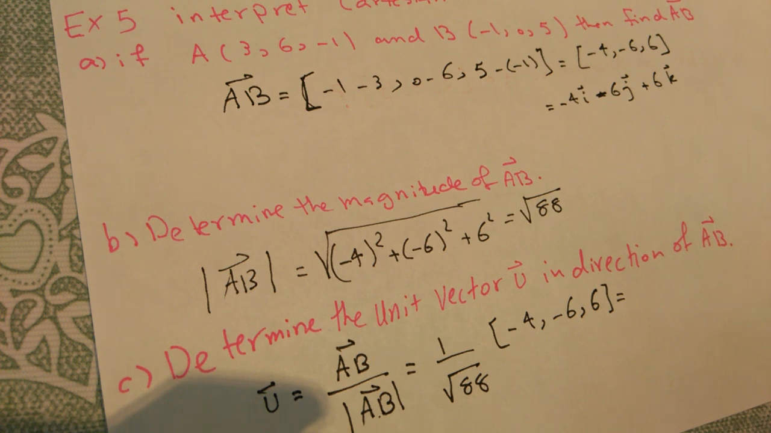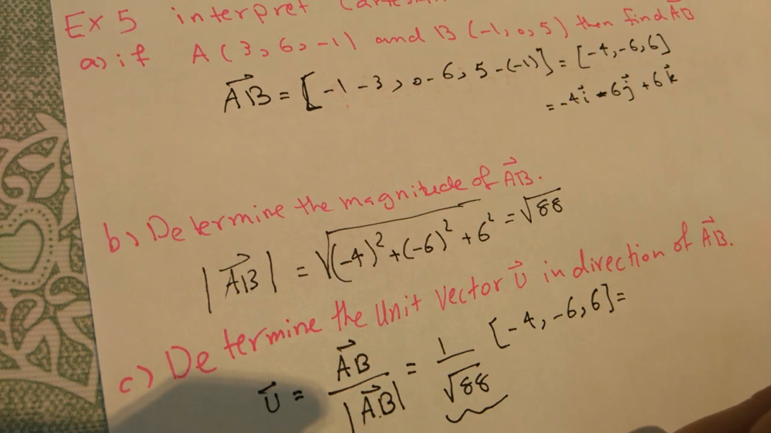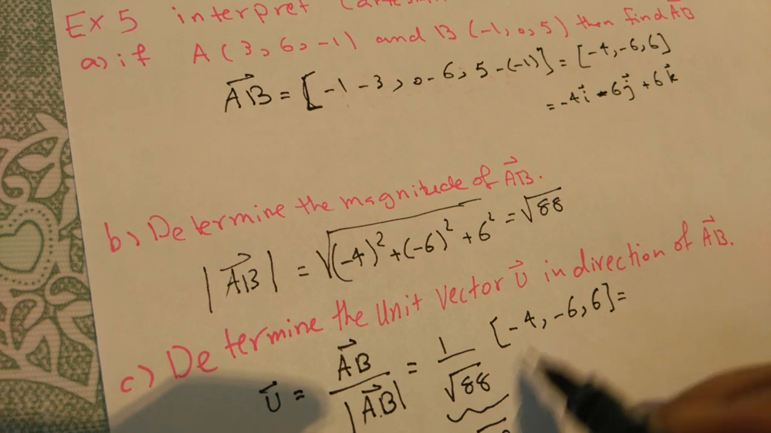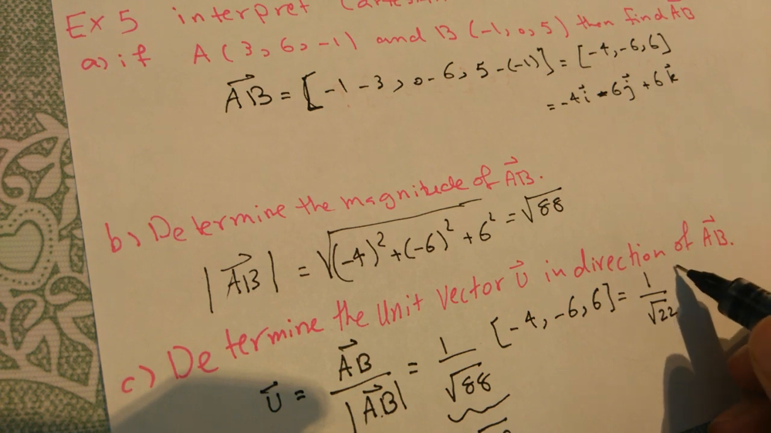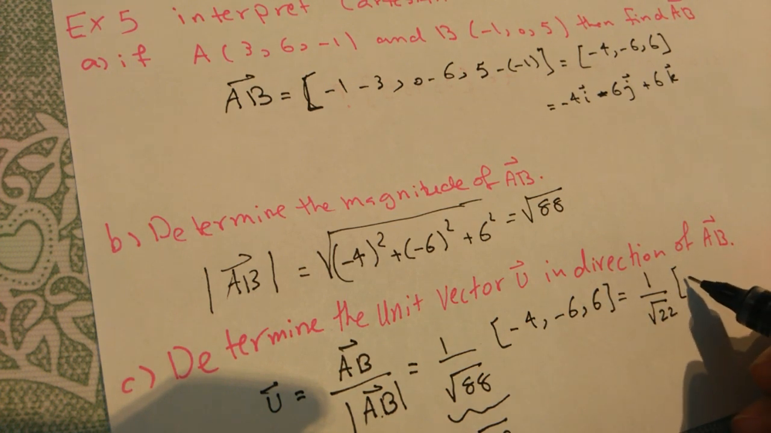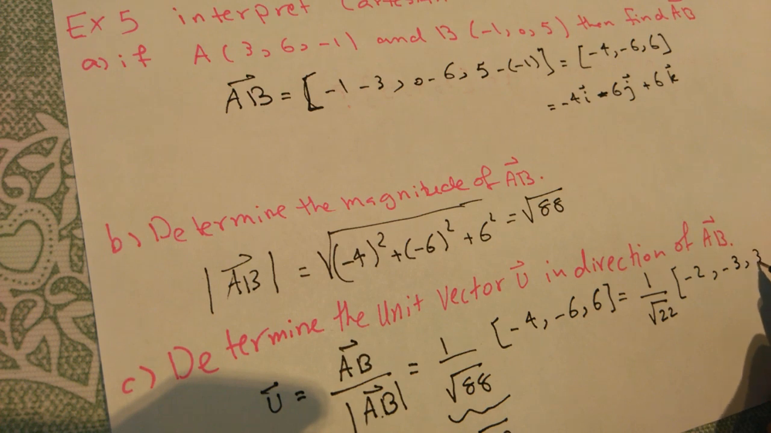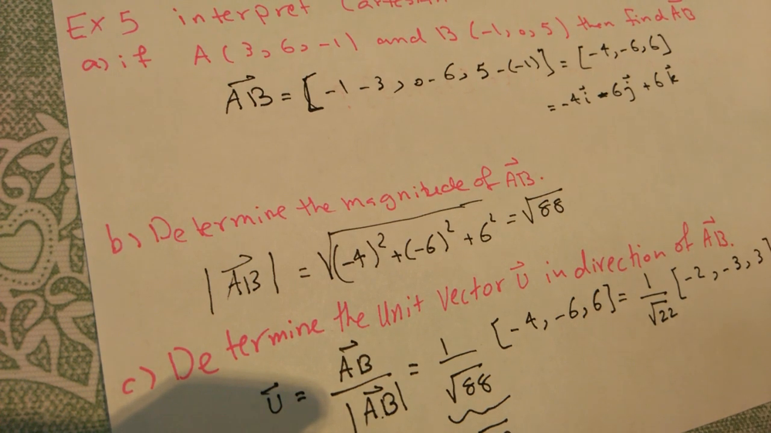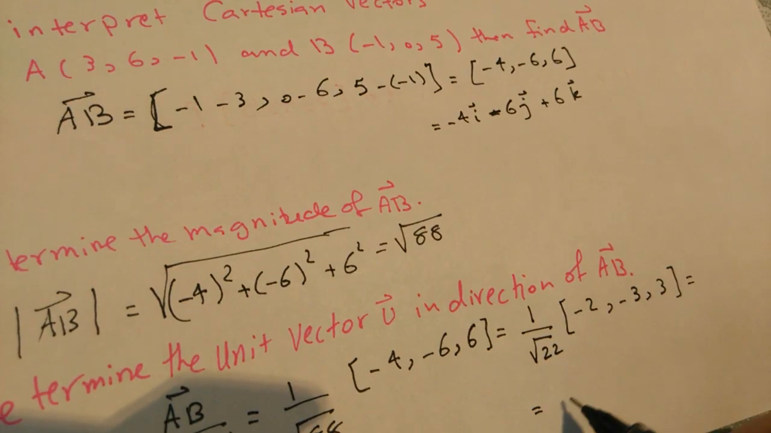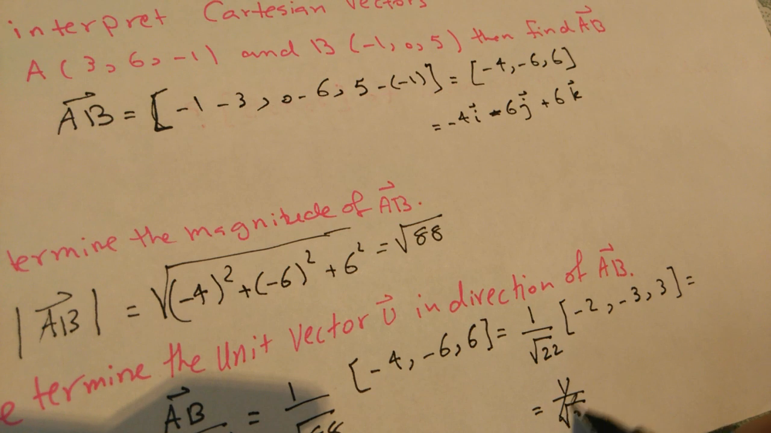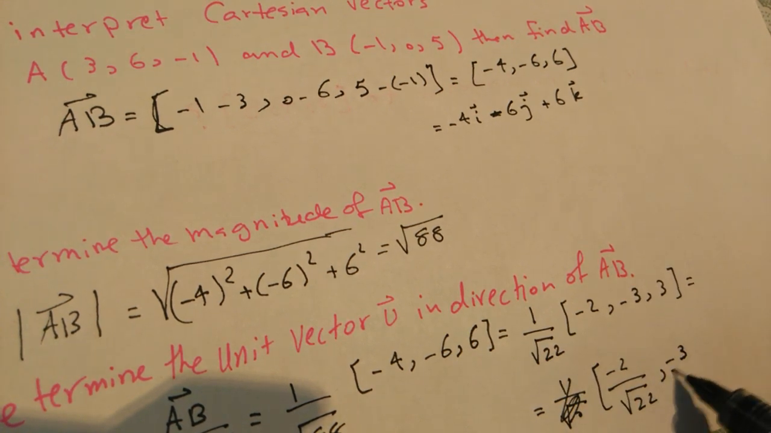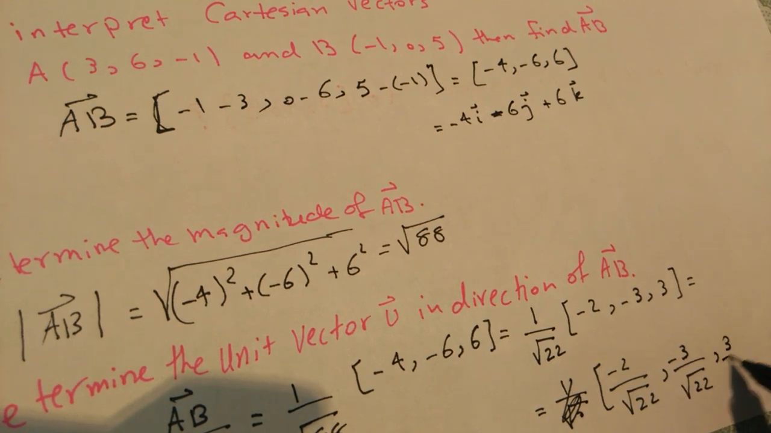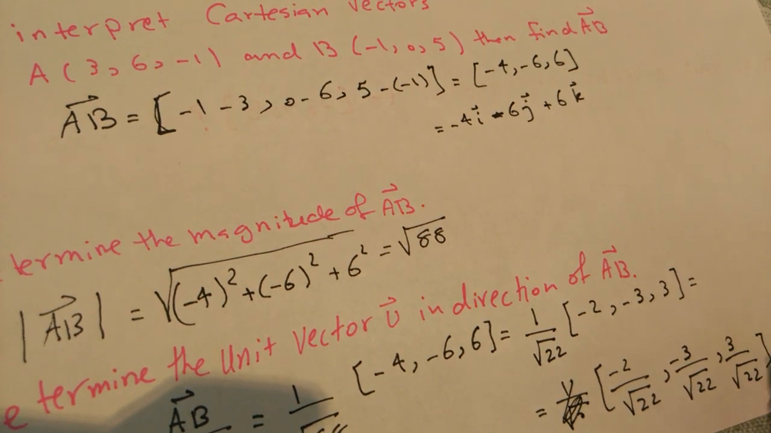If you simplify that, because the magnitude is going to be 2 square root of 22, you can divide each term by 2, right? What do you get? It's -2, -3, and 3. You can put that in. So it's going to be negative 2 over square root of 22, negative 3 over square root of 22, and 3 over square root of 22. Okay?